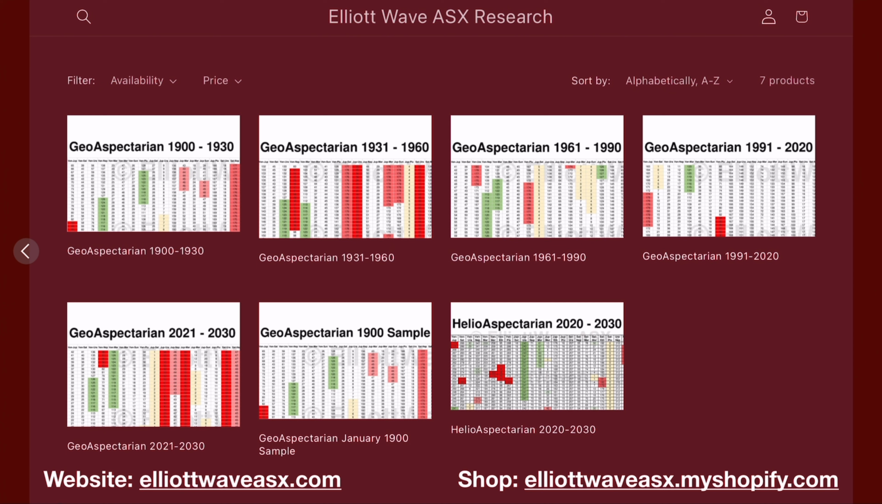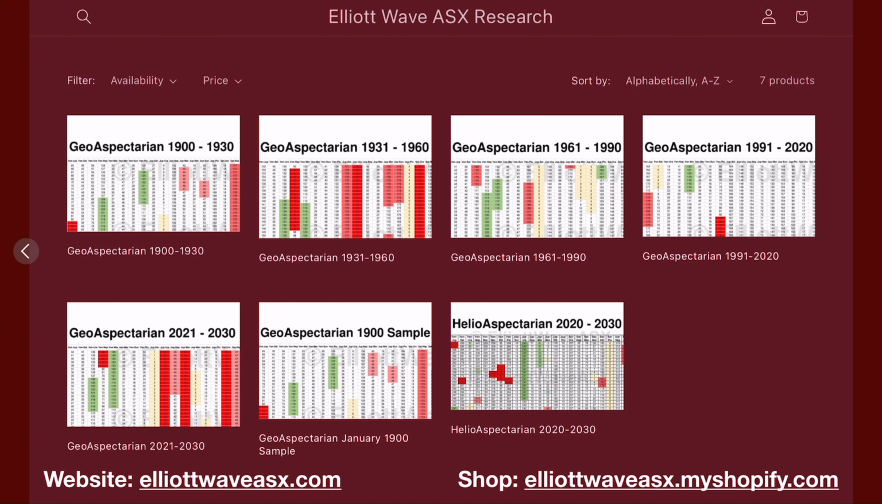Now back to the setup. If we take a look at the Geo-Aspectarian for the 24th of September 1932, we've got Venus-Uranus coming into a trine. We've got Jupiter-Neptune conjunct, Saturn-Uranus square, Saturn-Mars opposite, Saturn-Mercury in a trine, Saturn-Sun trine, and Saturn-Pluto opposite.